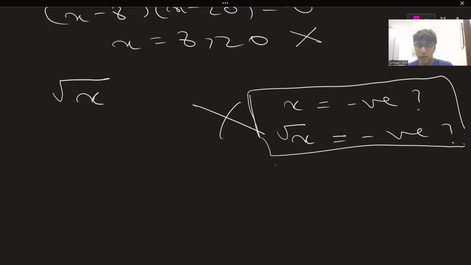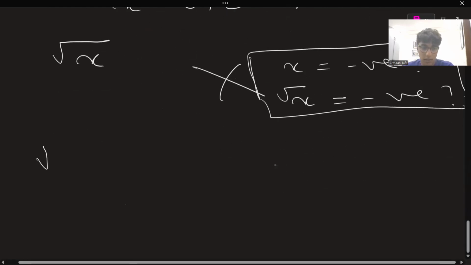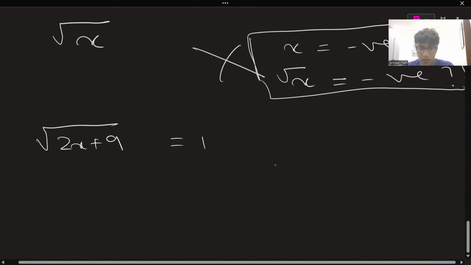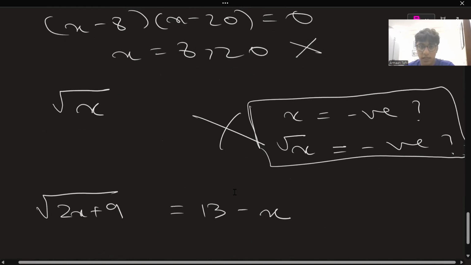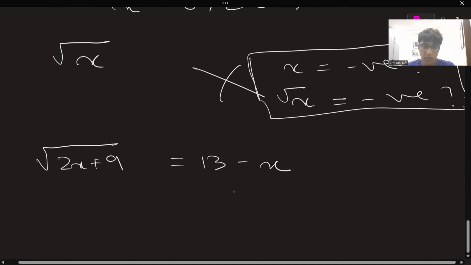Okay, now if we try to input the value of x, what was that thing? It was the root of 2x plus 9 equals to 13 minus x, right? And we got our values of x as either 8 or 20. So let's just try putting 8 into this, okay? So we have 8 twos are 16 plus 9, root 25 equals to 13 minus 8. So 5 equals to 13 minus 8, which is also 5.